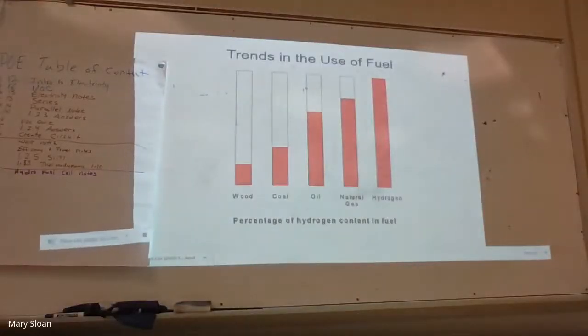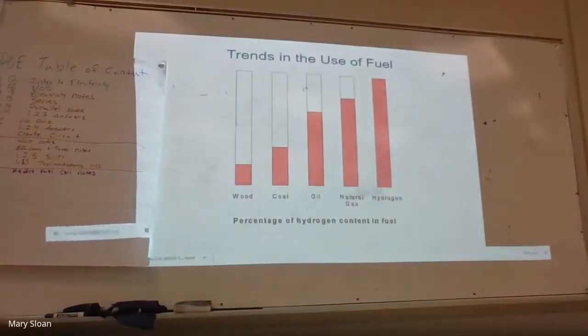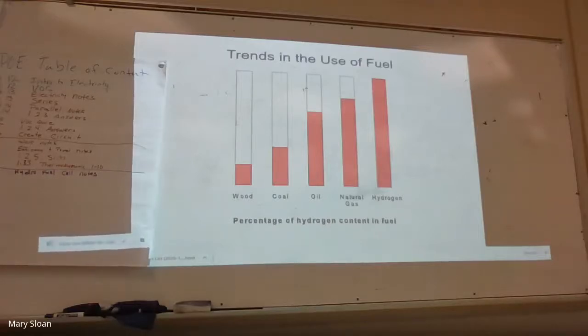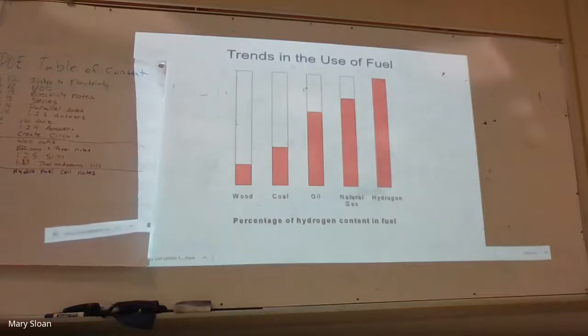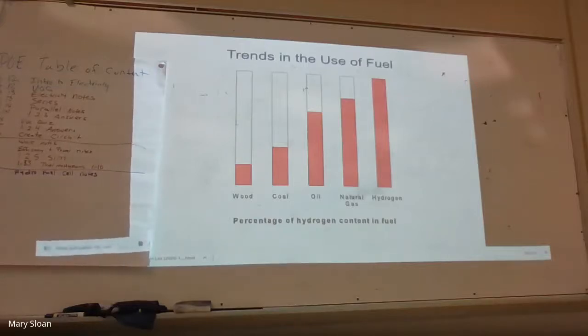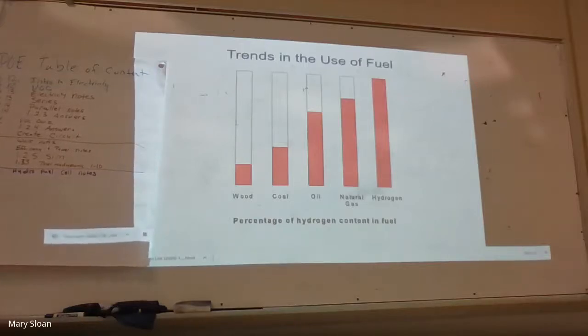Is everybody good? Okay, so I'm on the first slide. And as I go through, I'll probably tell you if it's important notes or not. So the first one that we have here talks about the trends of use of fuel. So we have wood, coal, oil, natural gas, and hydrogen.